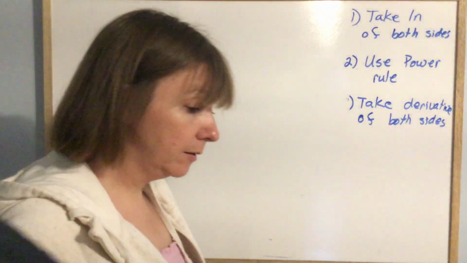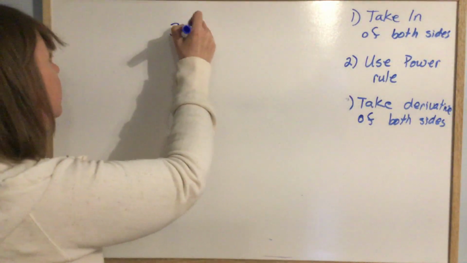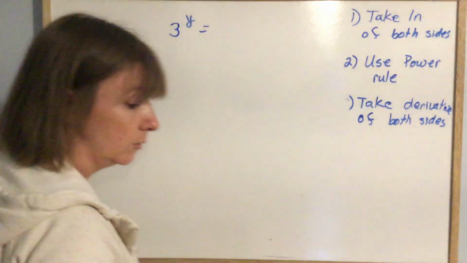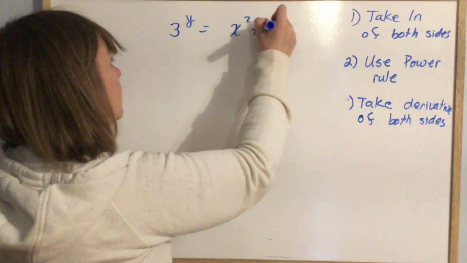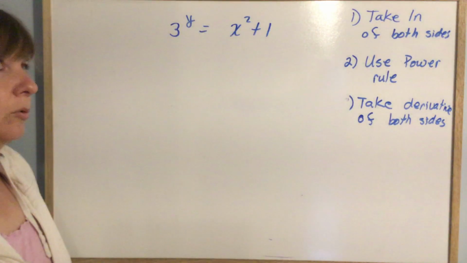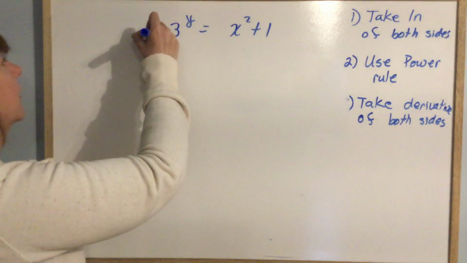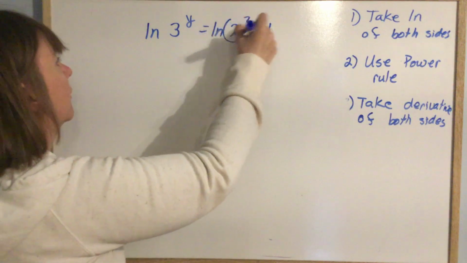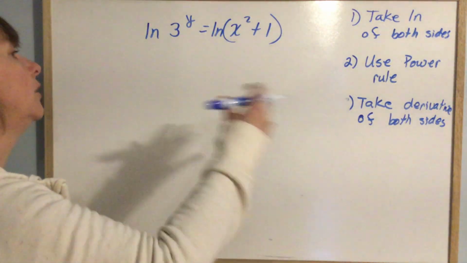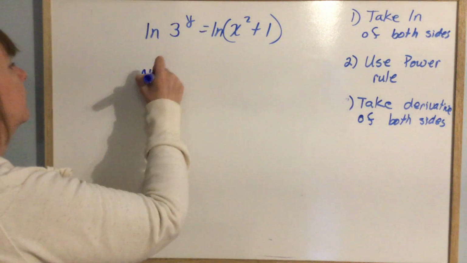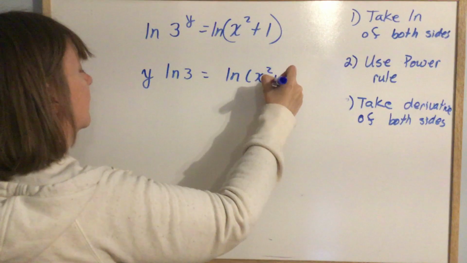Last one for example 2. 3 to the y is equal to x squared plus 1. So no logs to get rid of. So I'm going to just start with step 1. Take the ln of both sides. So again, I'm taking the ln of that whole thing, x squared plus 1. Use your power rule. So move your y down in front. So I have y ln 3 is equal to ln of x squared plus 1.